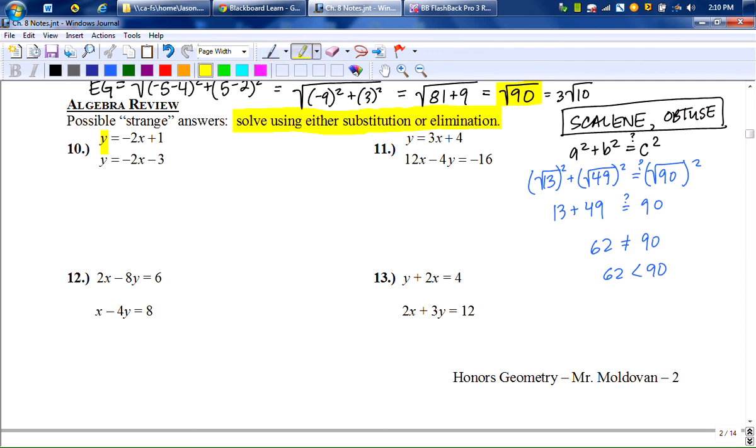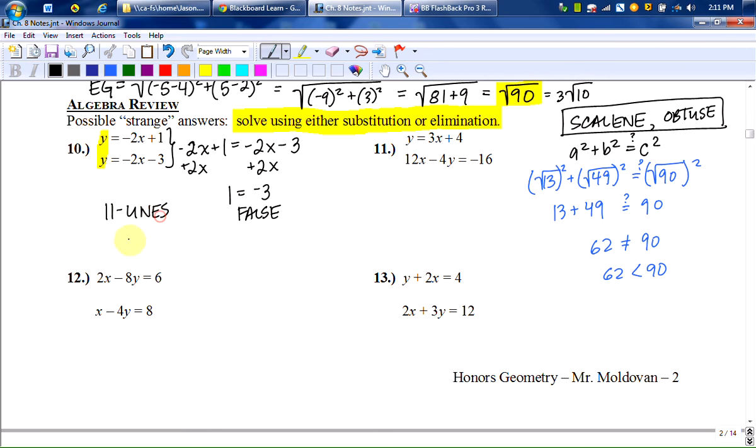So on the first one, I noticed that these are both set equal to y. So I might set the other portion of the equation equal, and try and solve for x. And I get a strange statement which is false. This is never true, which means that I have parallel lines, meaning I have no solution. No solution. There we go. And I can also tell right here that this is parallel lines because they have the same slope, but they have different b values.